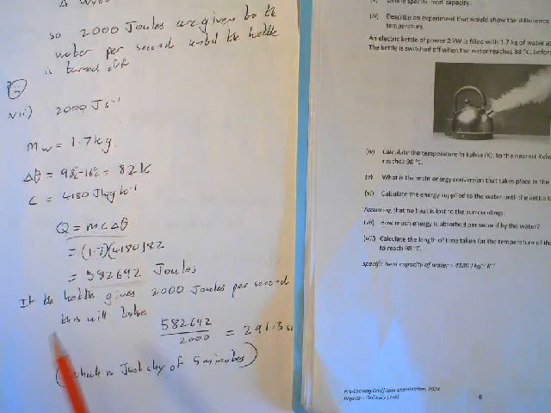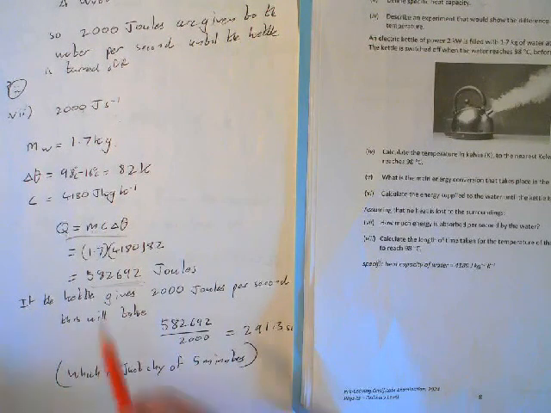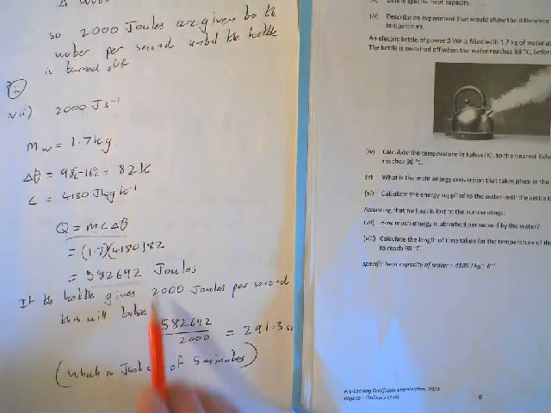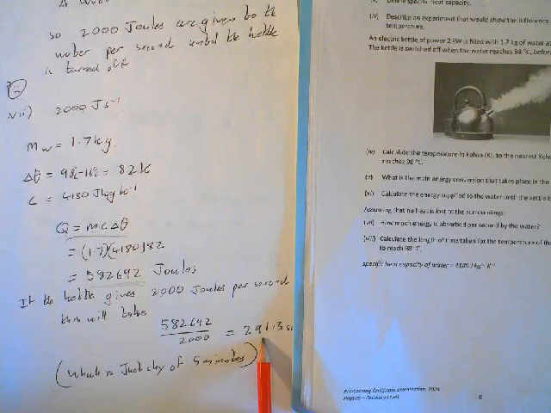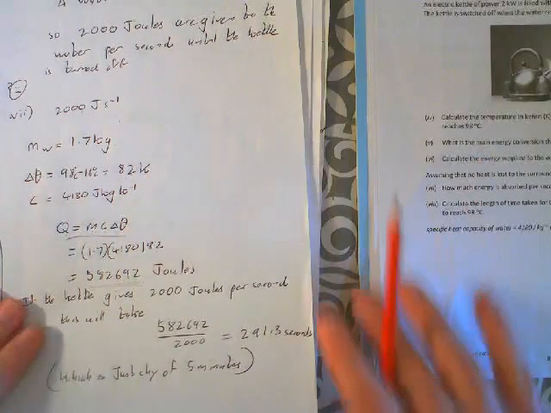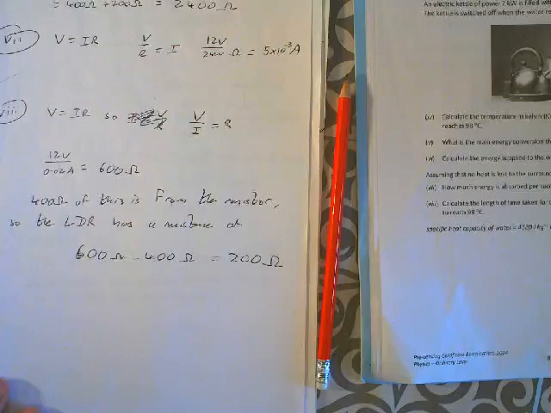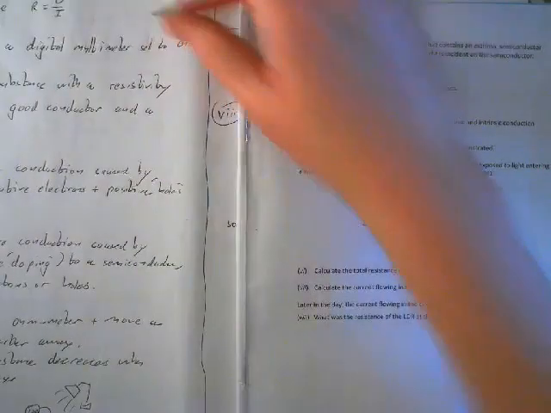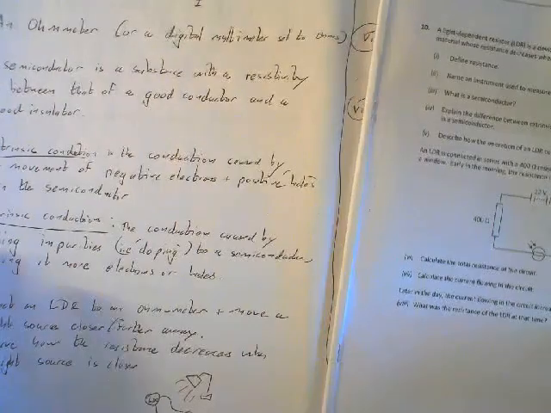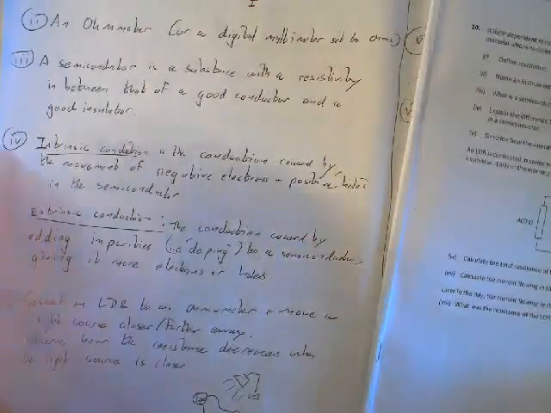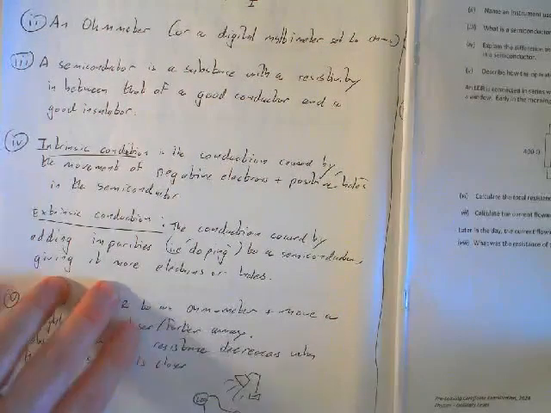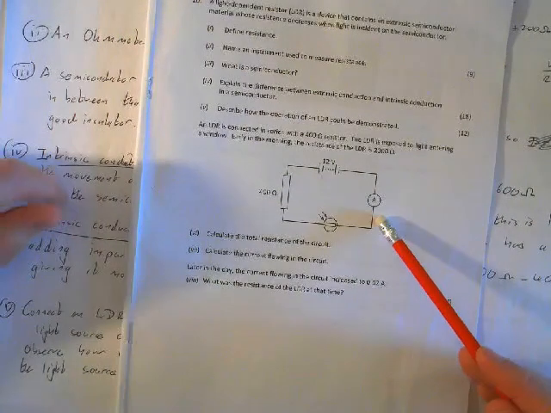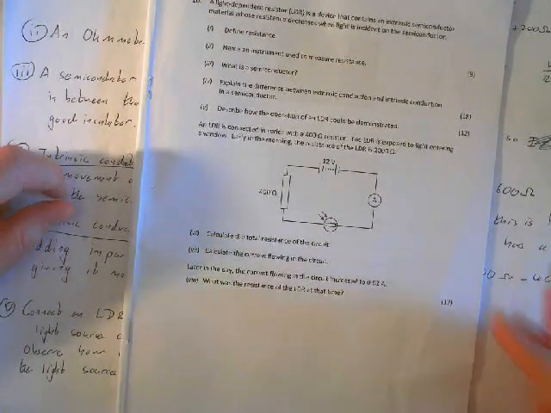Calculate the length of time taken for the temperature. Sorry, I'm just rereading the question. So this is how much energy we need to get that temperature up, and the kettle supplies 2,000 joules every second. So to find out how many seconds it takes, we just divide this by 2,000. That gives us 291.3 seconds, which is just shy of 5 minutes, which makes sense for a kettle. Unless you're watching it, a watched pot never boils. Okay. Again, I'll bring all these answers in, so if I'm going a bit fast, you can have a look at them afterwards.